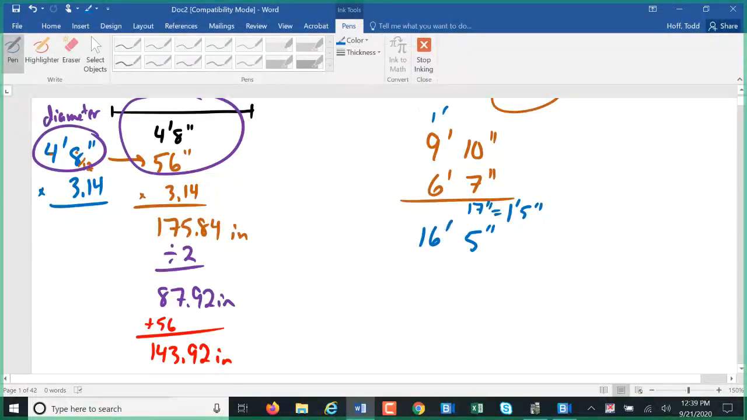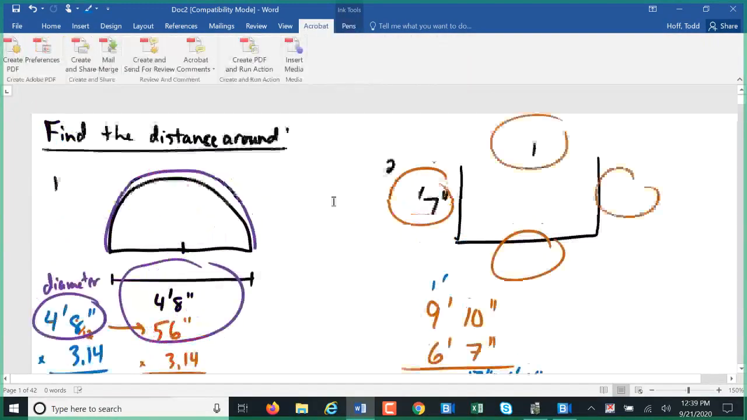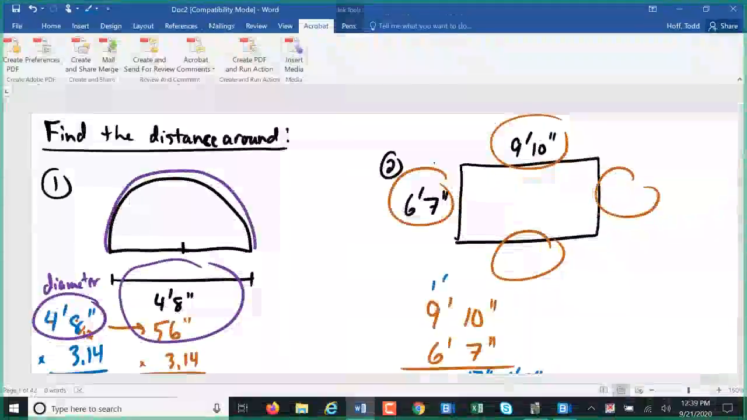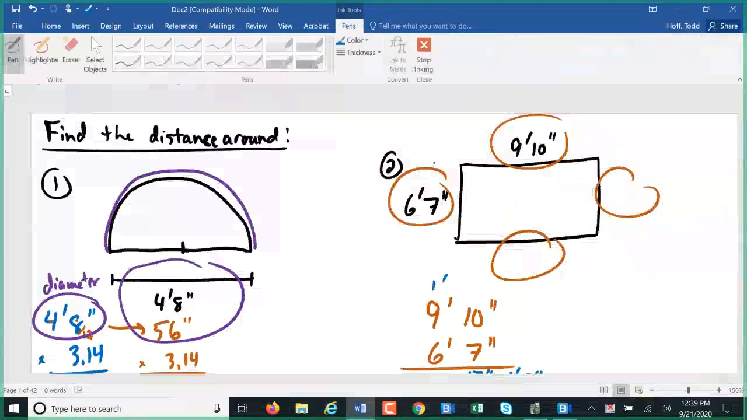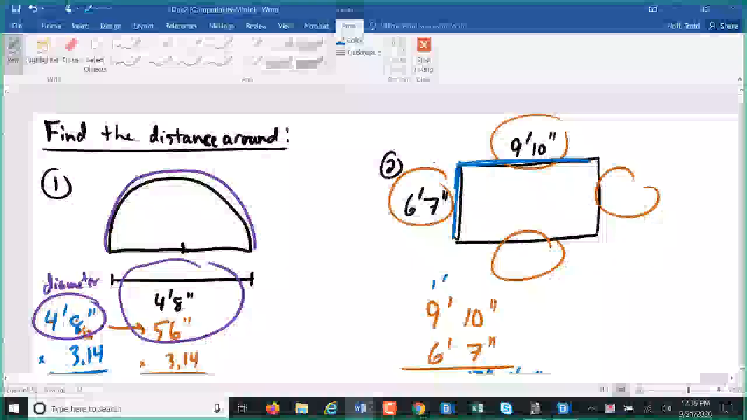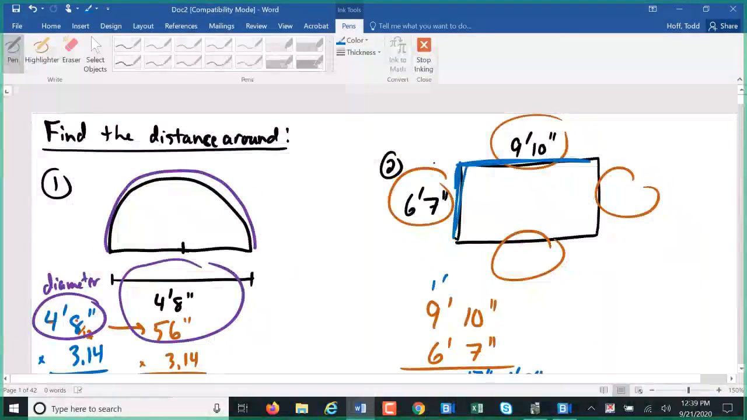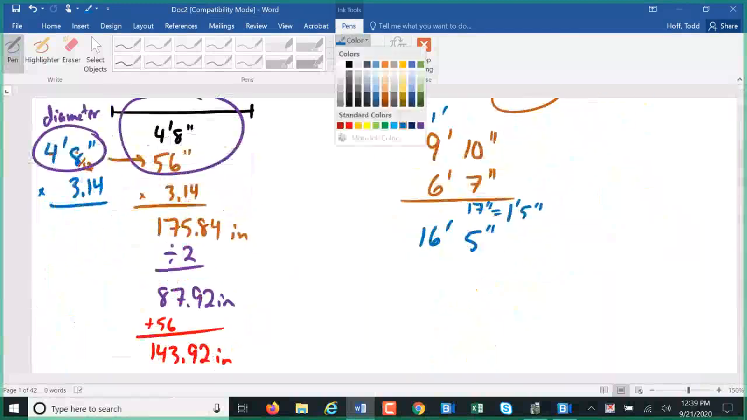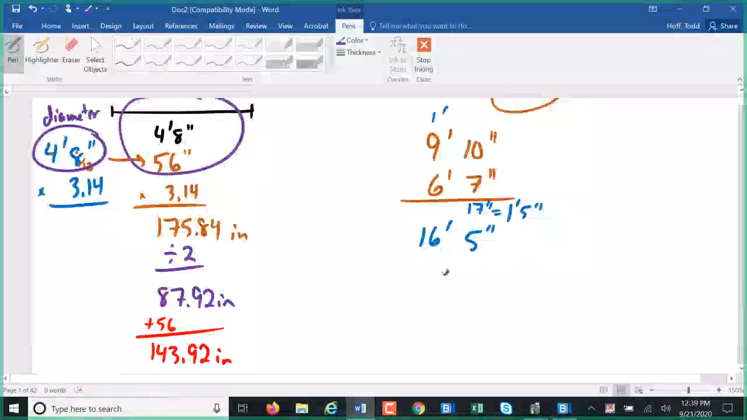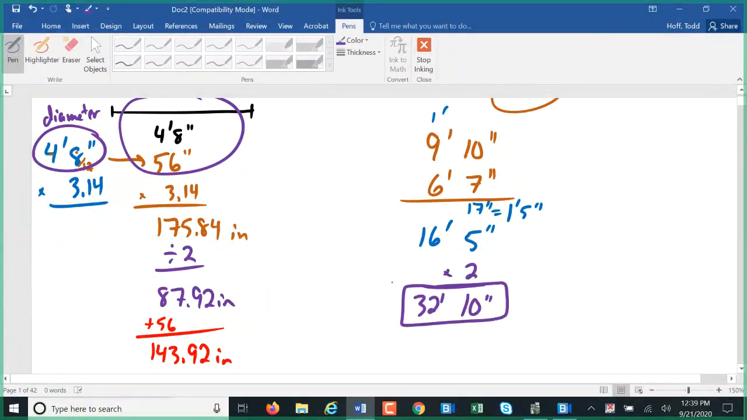Well, that is this dimension and this dimension added together. We got to double that. So we're going to go times 2. So 2 times 5 inches is 10 inches. That's smaller than a foot, so I don't need to carry anything. And 2 times 16 feet is 32 feet. So it's 32 feet, 10 inches.